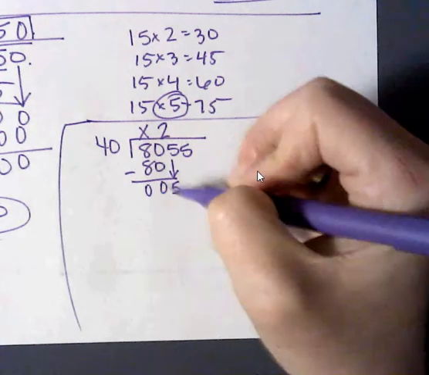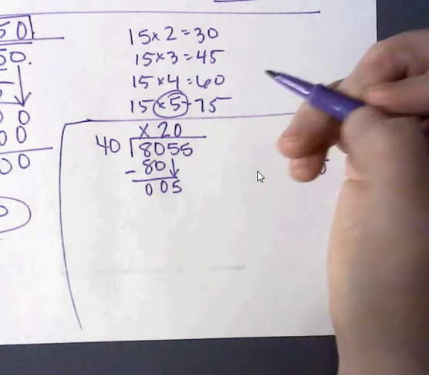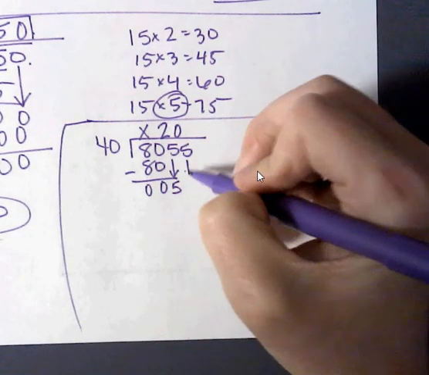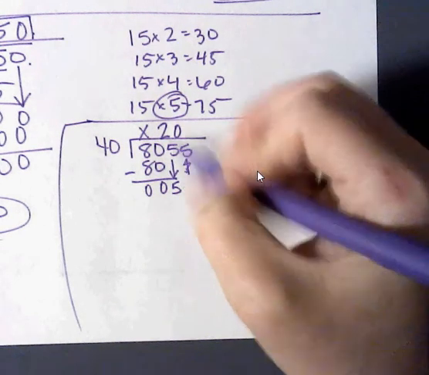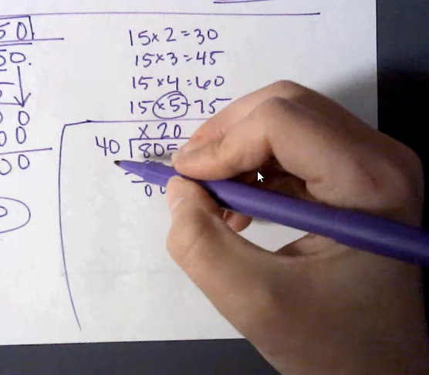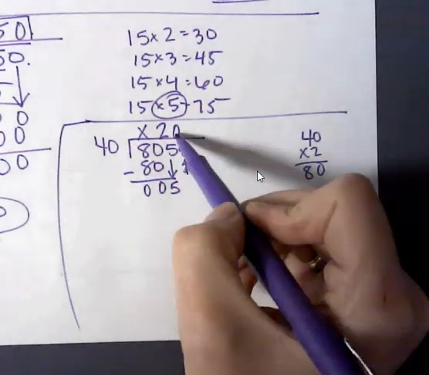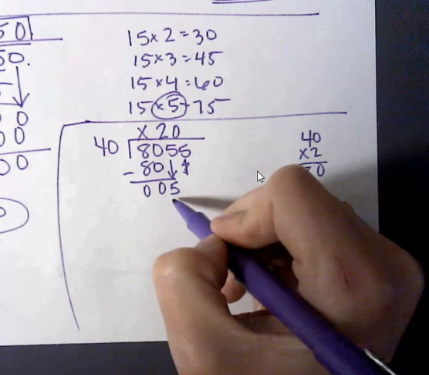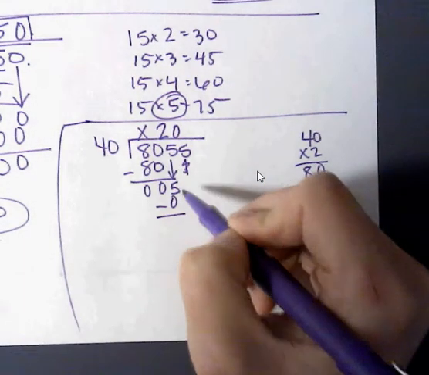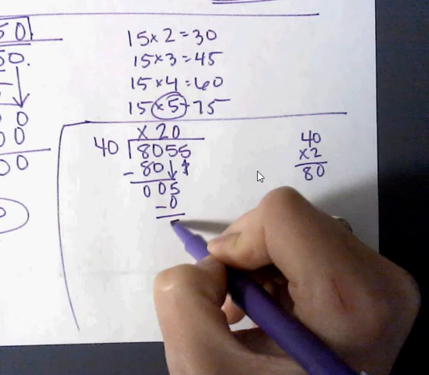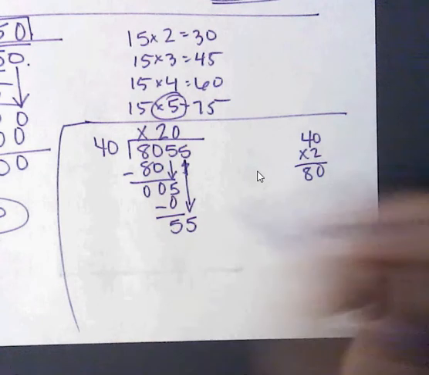How many times can 40 go into 5? It can't, so we're going to put a 0. So the next thing we need to do is multiply. I don't want to get going too fast or I'll forget. 40 times 0 is going to give me 0, so I can subtract it. 5 times 0 is going to give me 5, and now I'll bring down the 5.